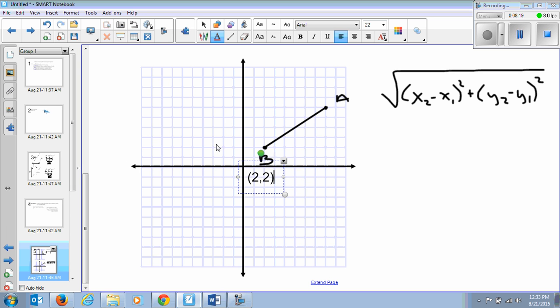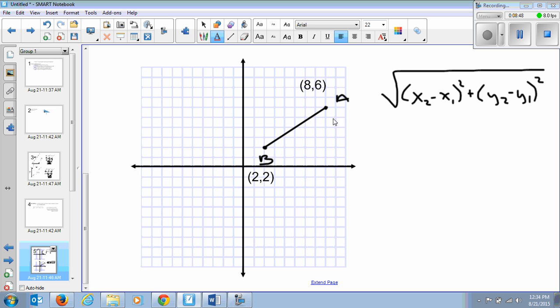A is located at, I go over from the origin, 1, 2, 3, 4, 5, 6, 7, 8, and I go up 1, 2, 3, 4, 5, 6. So A is going to be located at 8, 6. X is your first number. We went over 2, so we put 2 for X. We went up 2, so we put 2 for Y. They're both positive, X and Y.